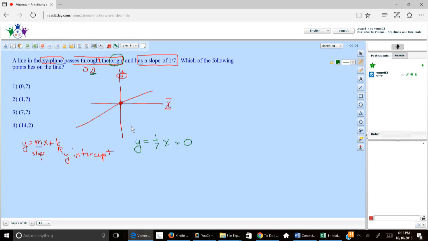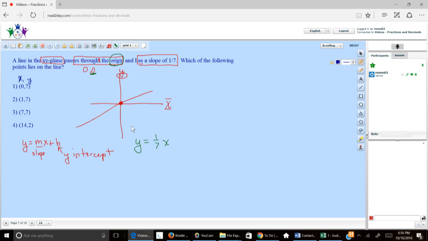And remember what I said about mathematicians being lazy. We're not going to write anything that doesn't give us other information. So we're going to take that off. So that leaves us with this equation, y equals 1/7 x. And so from here, this is a guess and check. And it's very easy. So we're going to go through and just put in each one of these numbers and see if it works. Remember, the y is second and the x is first.